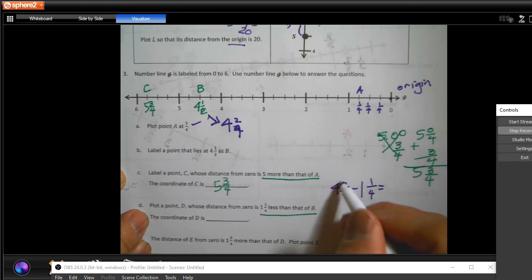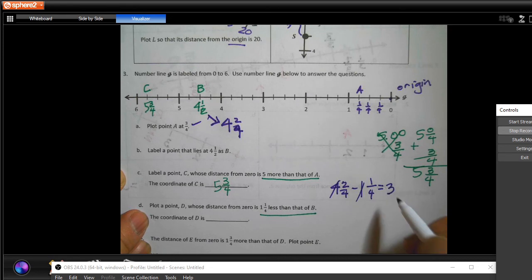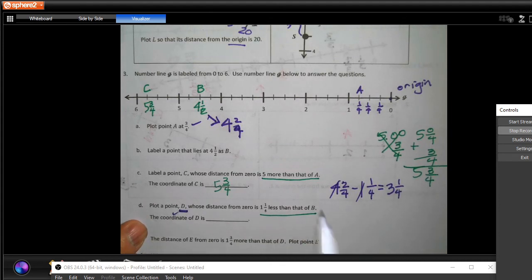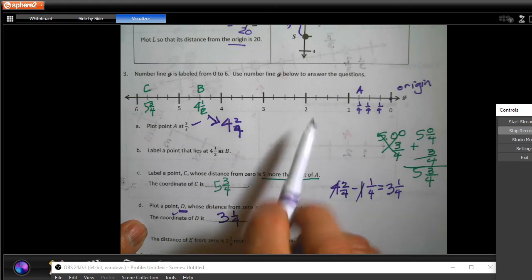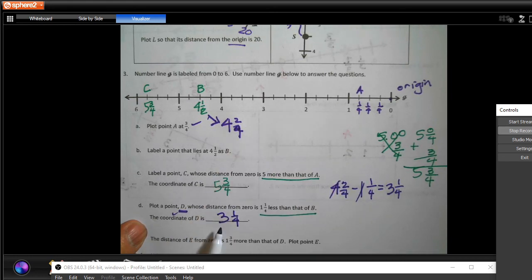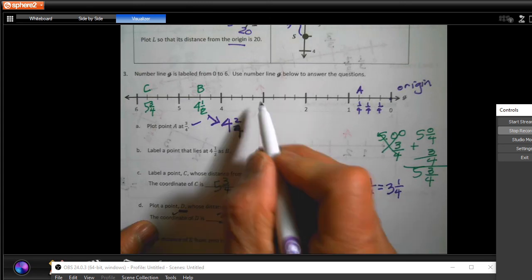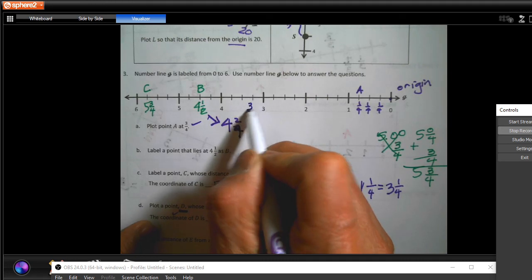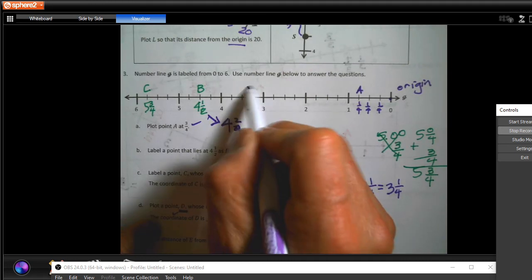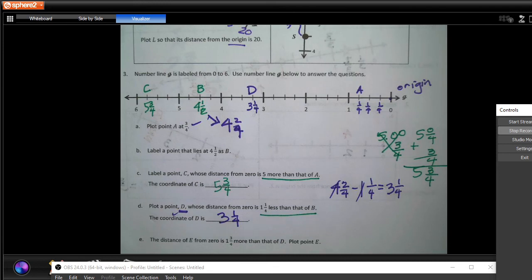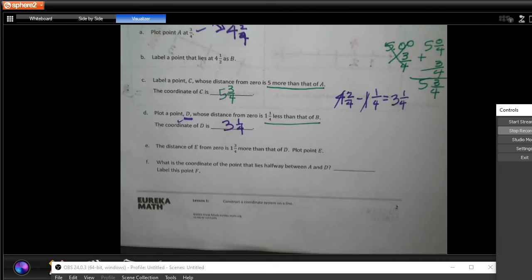All right, let's do the whole numbers. 4 minus 1 equals 3, and 2 minus 1 equals 1, so that's 1/4. So now we know that D is going to be, so now let's write it right here, it's actually 3 1/4. That's the coordinate for D, 3 1/4. So 3 1/4 will be right here, and that will be D. Okay. All right, so let's finish these 2 points, and then we're done for this lesson, and you can do your work at home.